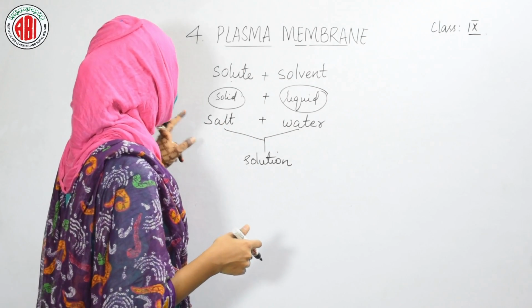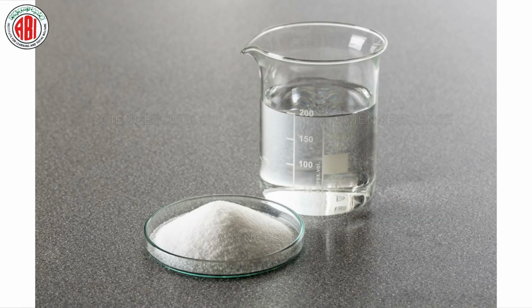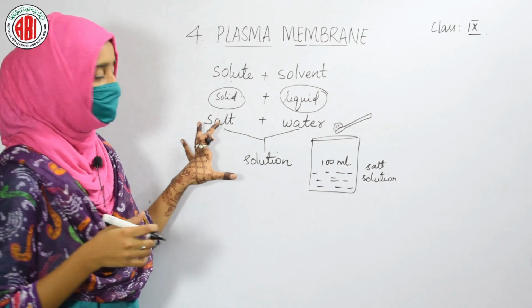Here we took an example of salt as solute and water as solvent. When we take 100 ml of water in a beaker and when we add 1 spoonful of salt into it, then it becomes a solution. We can call this solution a salt solution. So in this way the solution is prepared.